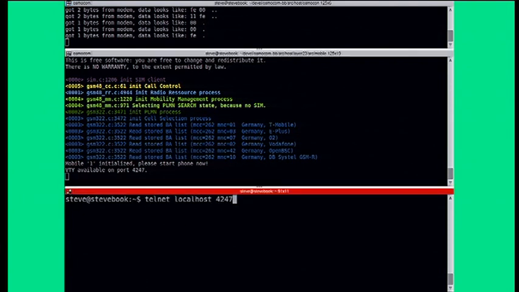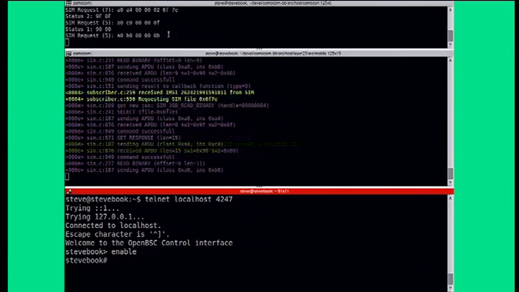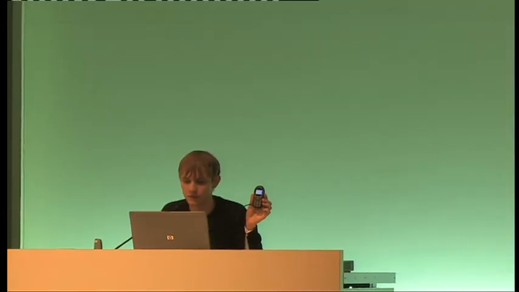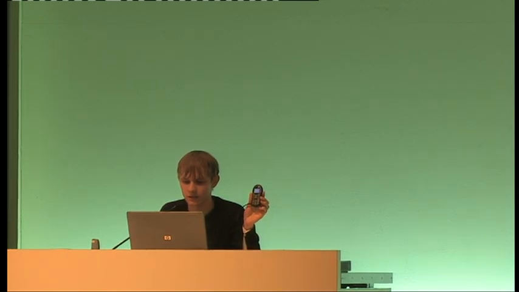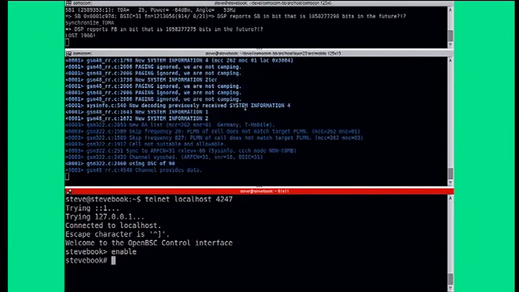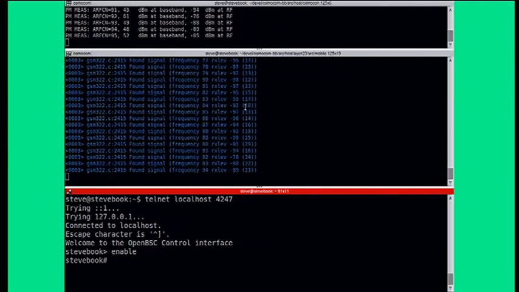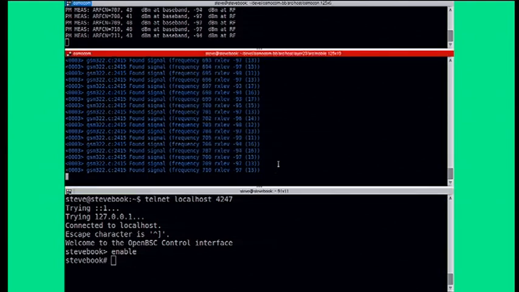I can already open the VTY. Here you can see it still tells you it's the OpenBSC control interface. It's a copy and paste mistake. So now I'll boot up the phone. You can see that the code is downloaded. And there it goes. Now it connects to the network. It reads the SIM card data and does a power measurement over the whole spectrum. You get the same colorful output as OpenBSC gives you. But now somehow it loops. Let me check.